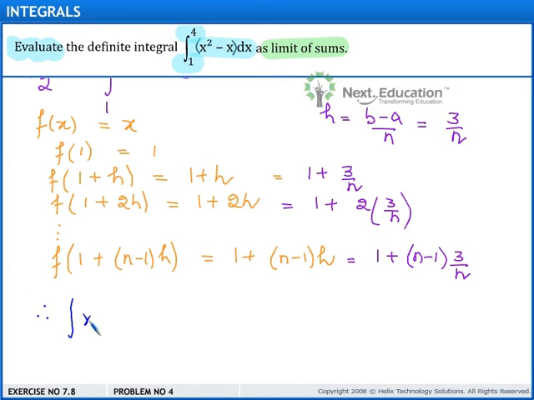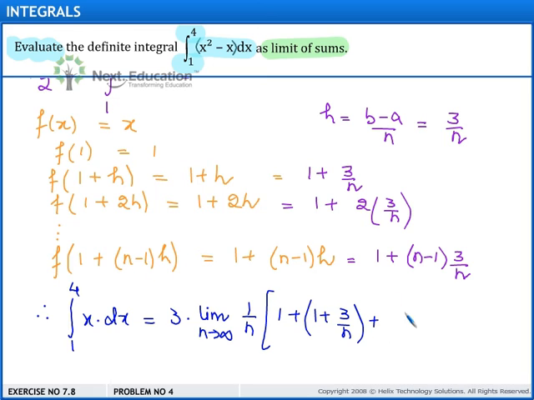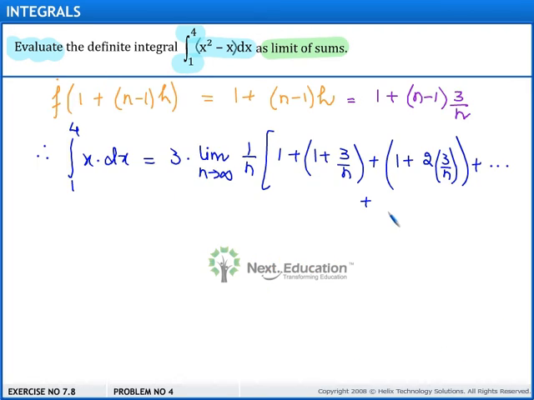Therefore, integral of x into dx from 1 to 4 is given by b minus a, that is 4 minus 1, 3, limit as n approaches to infinity 1 upon n into f of 1 plus f of 1 plus h, which is 1 plus 3 upon n, plus f of 1 plus 2h, that is 1 plus 2 times of 3 upon n, plus so on up to 1 plus n minus 1 into 3 upon n.